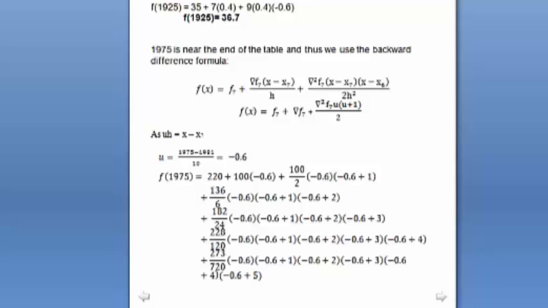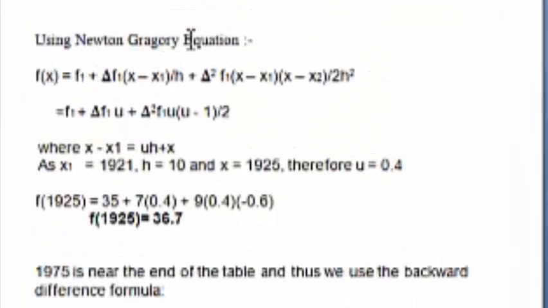Then moving on, using the Newton-Gregory equation, we have f of x equals f of x1 plus del f of x1 times x minus x1 upon h, and so on, where x minus x1 equals uh. Here x1 will be 1921, h will be 10, and x equals 1925. By applying this formula, we get u equals 0.4, and putting these values in this equation, we get f at 1925 as 36.7.